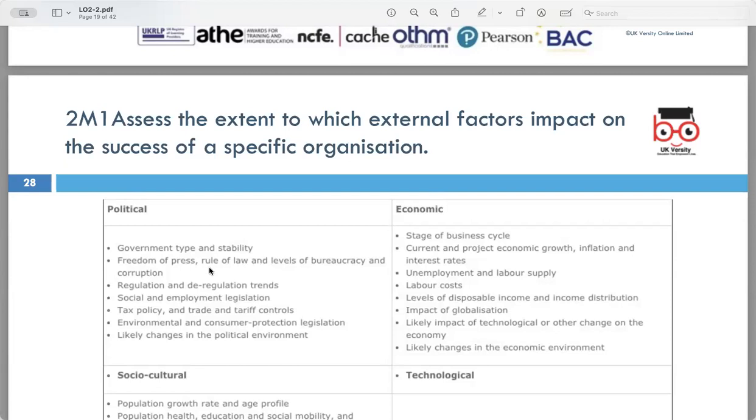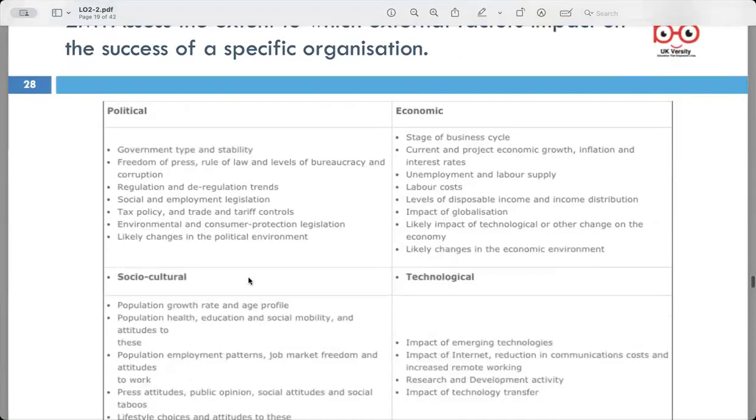Political: government type and stability, freedom of press, rule of law, regulations and deregulation trends, social and employment legislations, tax policy and trade and tariff controls, environmental and consumer protection legislations are likely changes in the political environment.